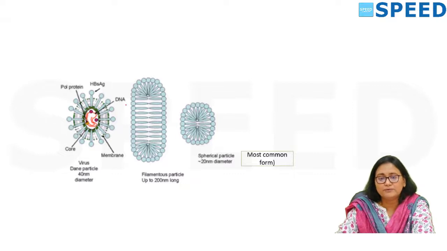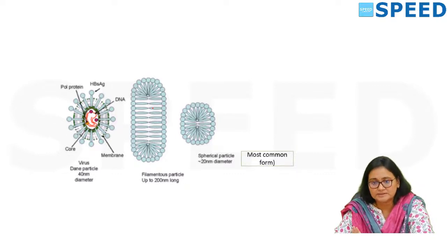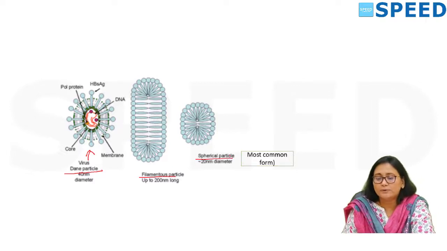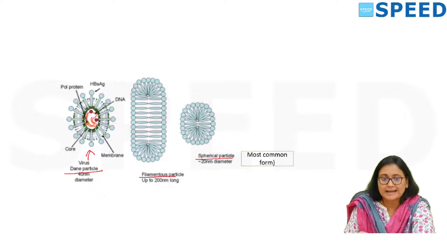And these are 3 forms which we get for hepatitis B virus. So you have the Dane particle, this is the Dane particle, okay, and you have the filamentous form and the spherical particle. So the most common form is your spherical particle and the complete form is your Dane particle.